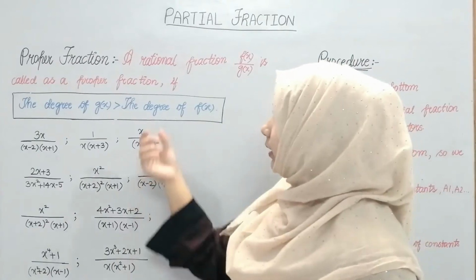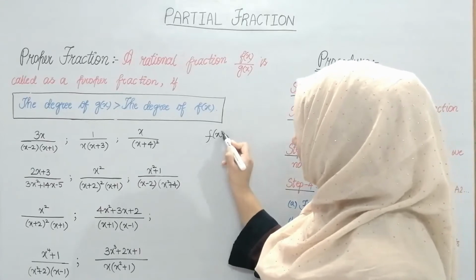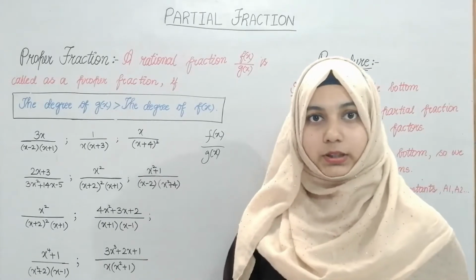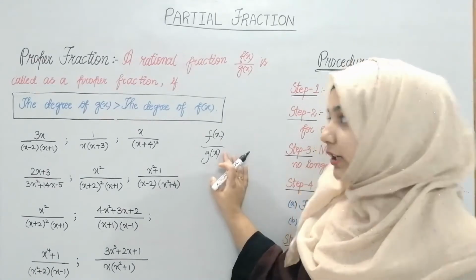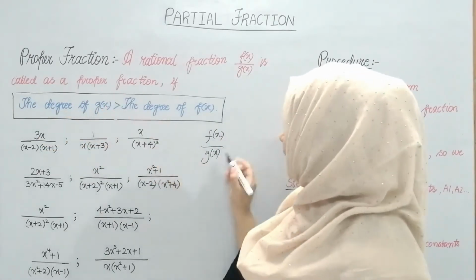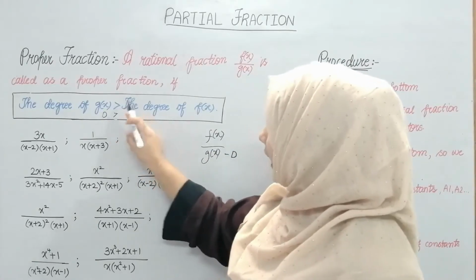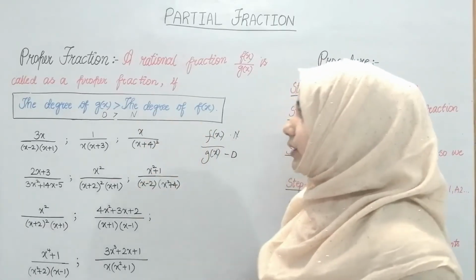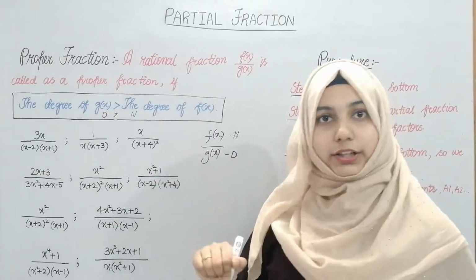Any fraction in the form of f(x)/g(x) is a rational fraction, where f(x) and g(x) are polynomials. If the degree of g(x), that is the denominator, is greater than the degree of f(x), that is the numerator, then such questions fall under proper fraction. Simple. The degree of the denominator is greater than the degree of the numerator.